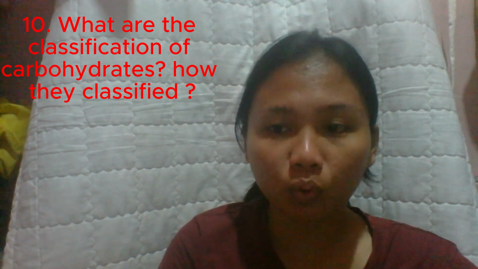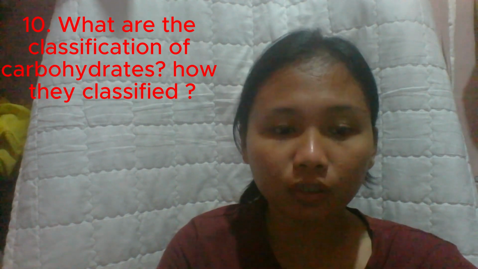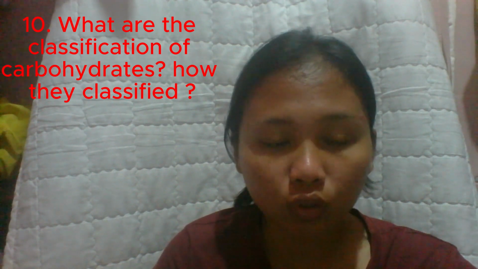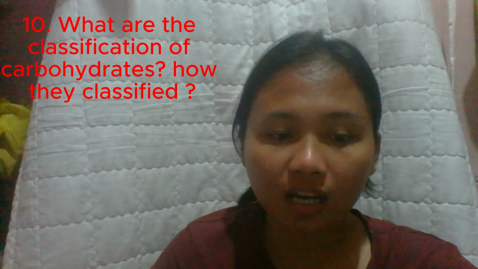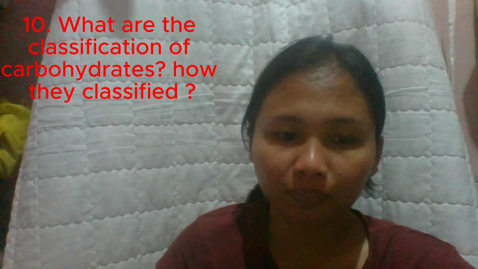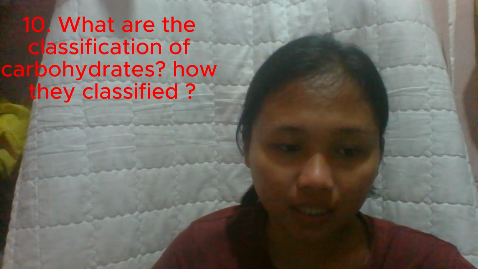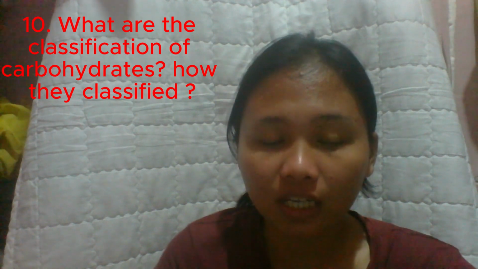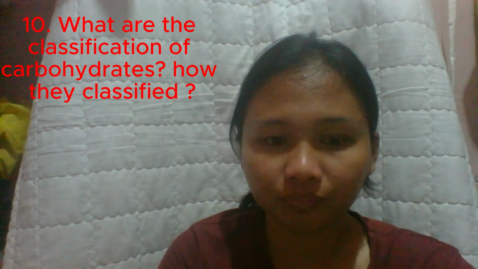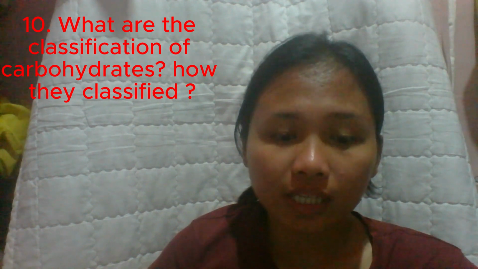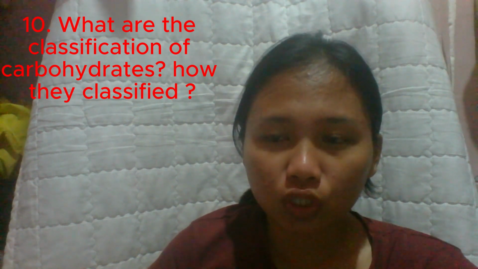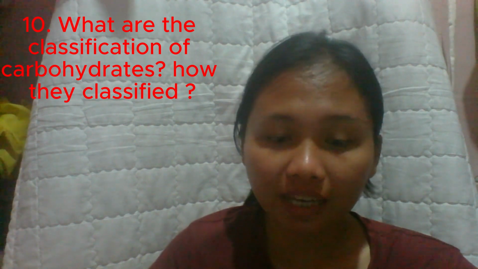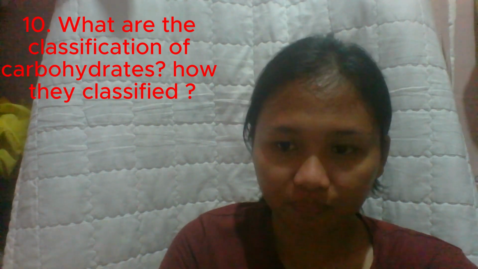Number one is starch. Starch is a polysaccharide found in plants consisting of glucose units. It serves as a storage form of energy in plants. Then the glycogen. Glycogen is a polysaccharide found in animals, stored in the liver and muscles. Glycogen is a highly branched polymer of glucose and serves as a readily available source of energy.